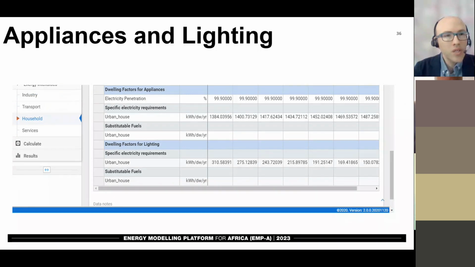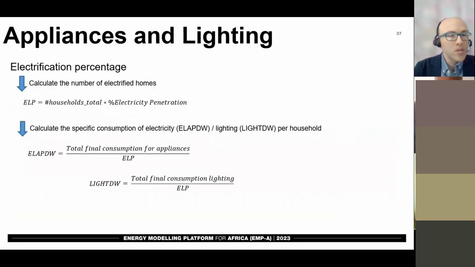So we need the electrification percentage. This we will use to estimate the number of electrified houses. The number of electrified houses will be the total number of houses multiplied by the percentage of electrified houses.